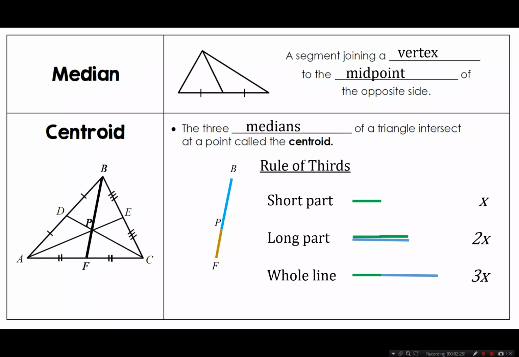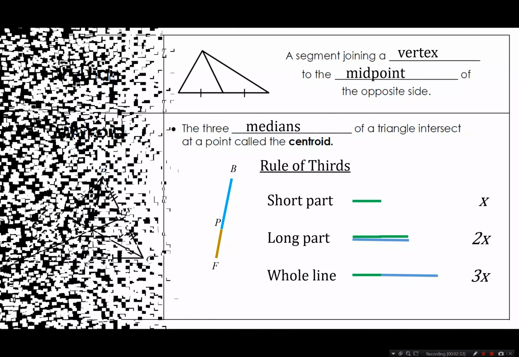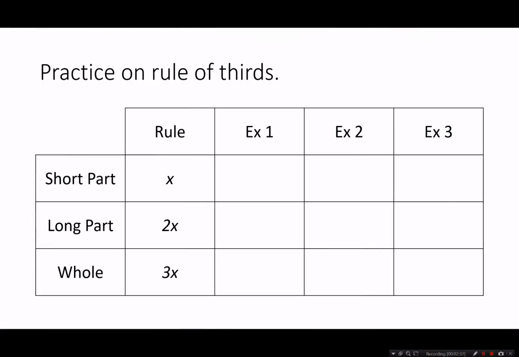So this is a very key rule when we're talking about centroids. We're going to use that whenever we're doing certain problems. Now let's look at some practice on the rule of thirds. We're going to be given either the short part, the long part, or the whole line. Again, the rule is the short part is represented by x, the long part is represented by 2x, and the whole line is represented by 3x.